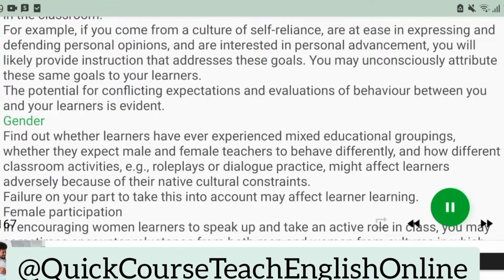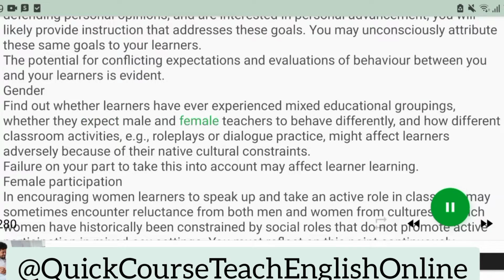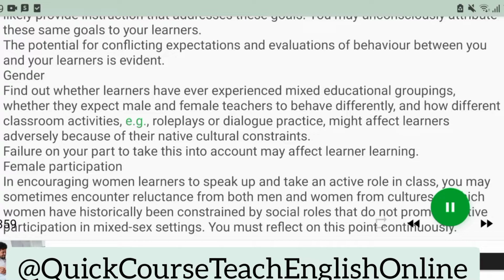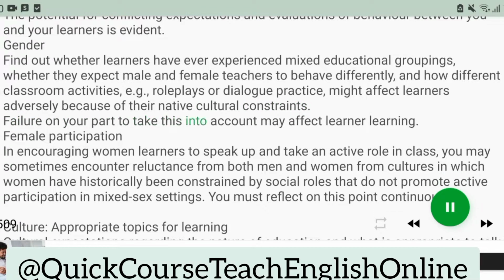Gender. Find out whether learners have ever experienced mixed educational groupings, whether they expect male and female teachers to behave differently, and how different classroom activities, e.g., role plays or dialogue practice, might affect learners adversely because of their native cultural constraints. Failure on your part to take this into account may affect learner learning.